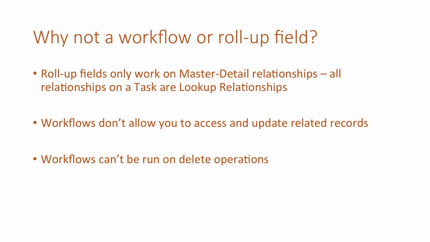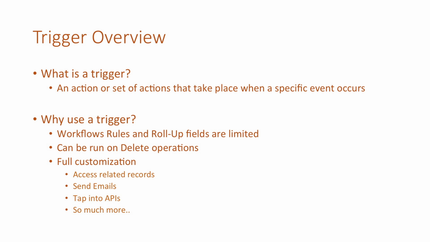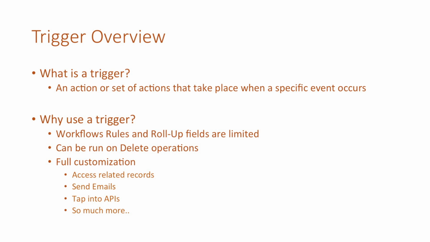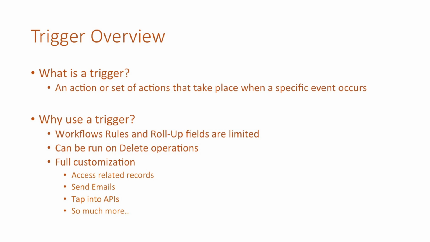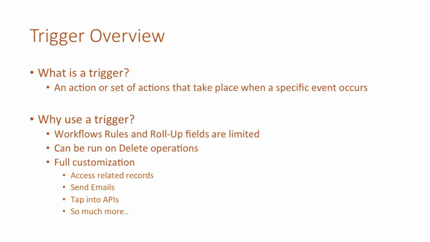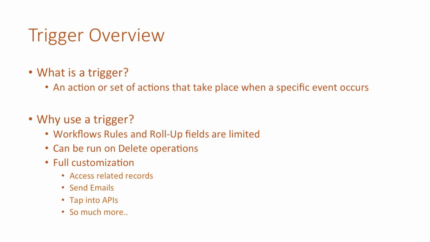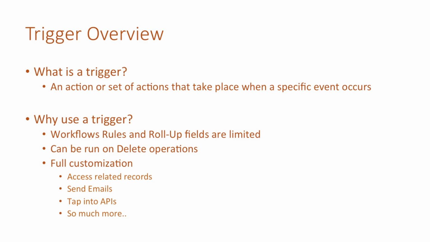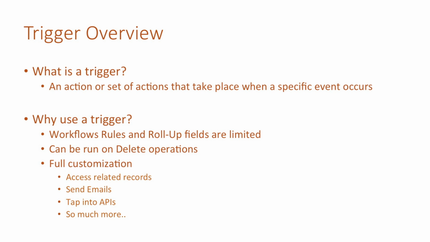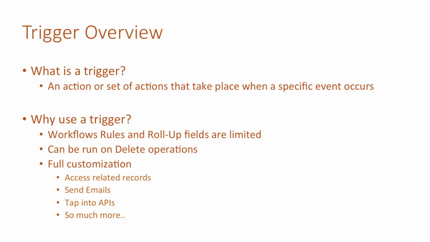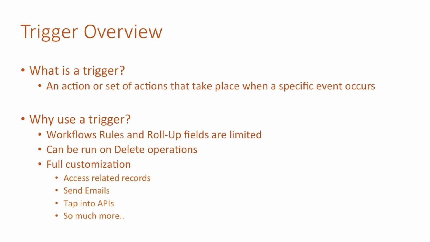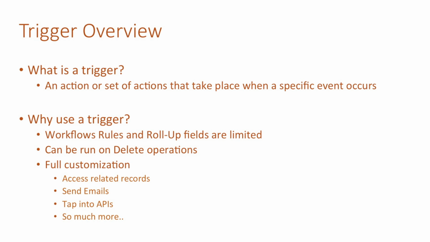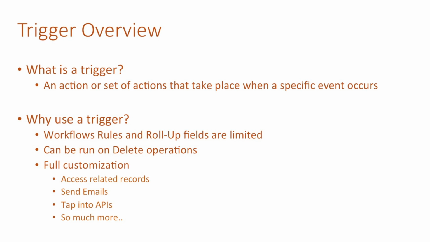So this is why a trigger comes into play. What is a trigger? A trigger, for those of you familiar with workflows, is very similar in concept. It's basically a set of actions that takes place when a certain event happens. In our scenario, we want a trigger to fire when an activity, like a task, is logged on a contact record. When somebody logs an email on a contact record, we want this trigger to run so that it can count the number of activities on that record and update this field.